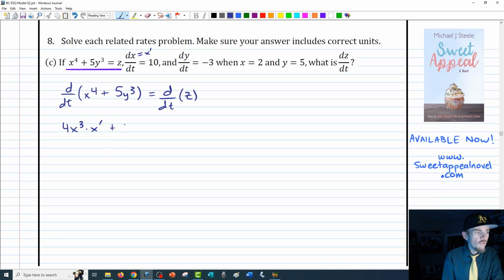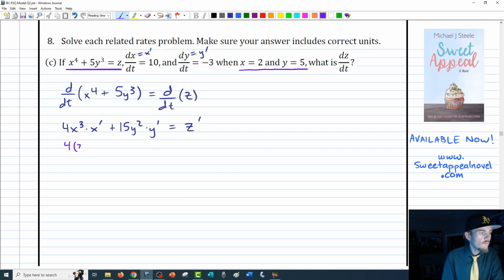Next, we have 5y cubed. That's going to be 15y squared, but that y with respect to t requires us to multiply by y prime. And then finally, on the far right side, we're going to have z prime, just one z prime if you so desired. So we have x prime, we have y prime, and then we are specifically provided at this moment x equals 2 and y equals 5 when those are the values of x prime and y prime. So let's plug them in and see what happens.